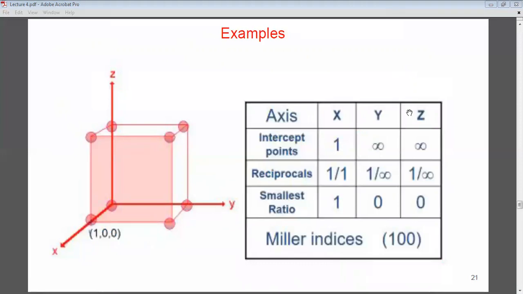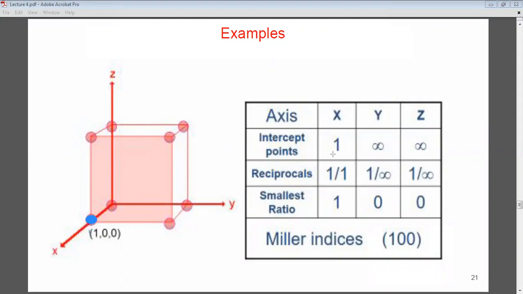Okay, so this is one example. And look here at the plane that I'm interested in. If we look at this plane, we see that it hits the x-axis at this point over here. It is labeled 1, 0, 0. It does not hit the y-axis. It's parallel to the y-axis. It does not hit the z-axis. It is parallel to the z-axis. So what are the intercept points?